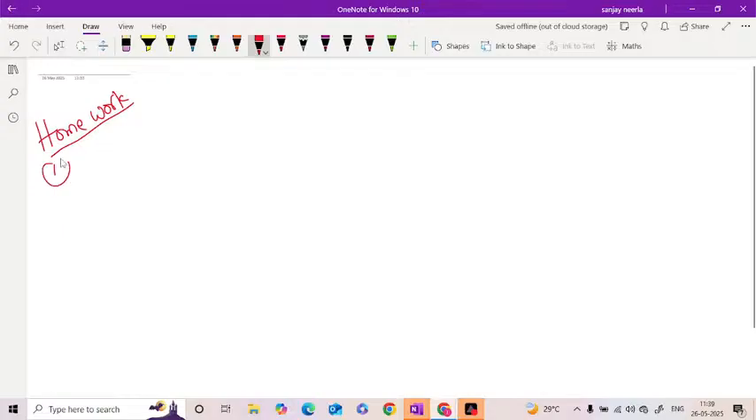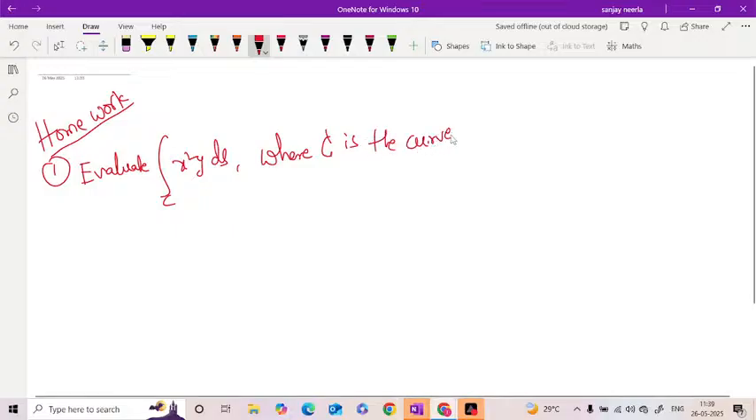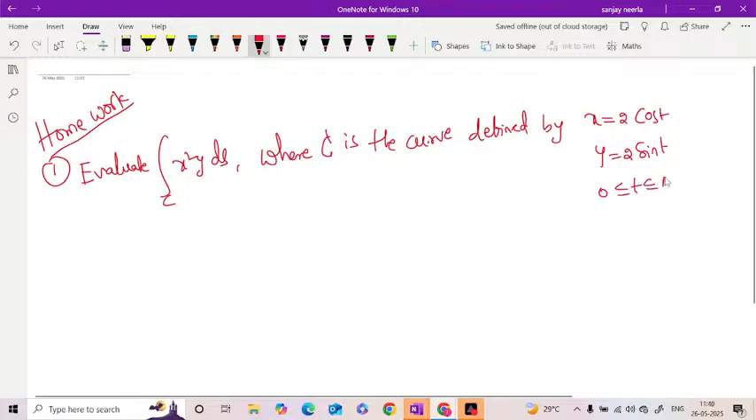I will give the results also. The first one is: evaluate the line integral of x square y ds, where C is the curve defined by x is equal to 2 cos t and y is equal to 2 sin t, and the t limits are 0 to pi by 2, and the result is 16 by 3. This is the result. Now try to solve, same as the previous one, nothing new.